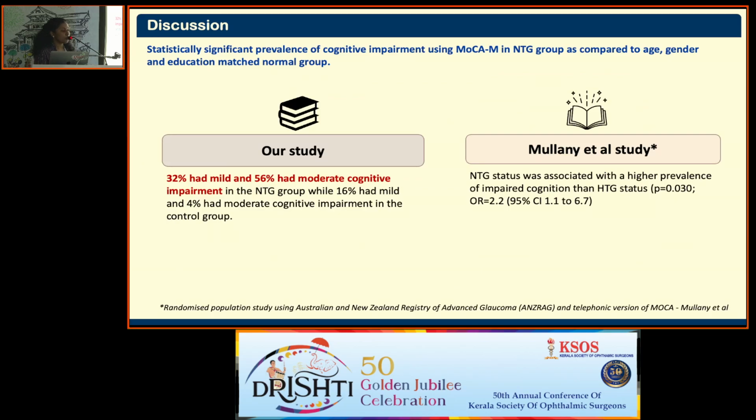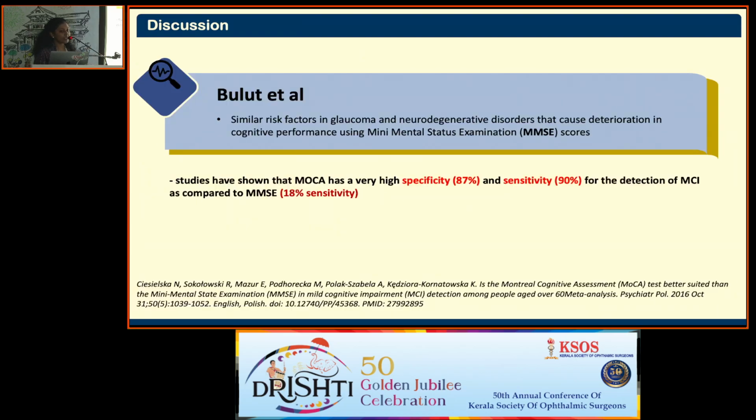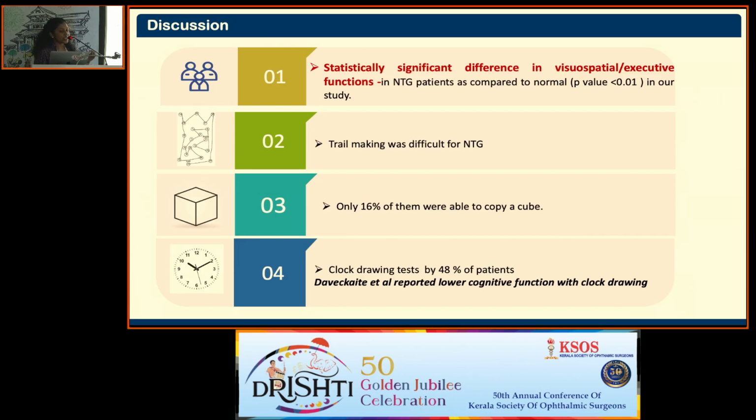There are very few reports from all over the world using MoCA for cognition assessment, that too in NTG, and very, very few from India. We had a study by Mulani et al., where they used a telephonic version of MoCA, and they found that NTG status was associated with a higher prevalence of impaired cognition than high tension glaucoma. There is another study similar to ours by Bullitt et al. Their findings were also similar to ours, but they used Mini Mental Status Examination scores. However, studies have shown that MoCA has very high specificity and is more sensitive compared to MMSE.